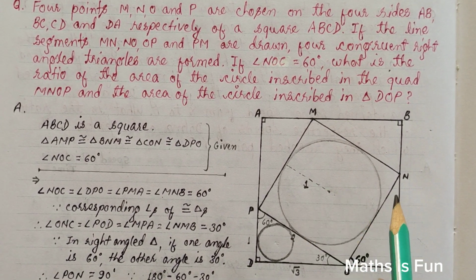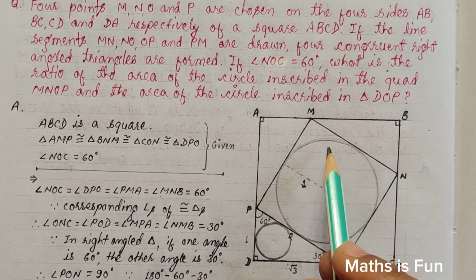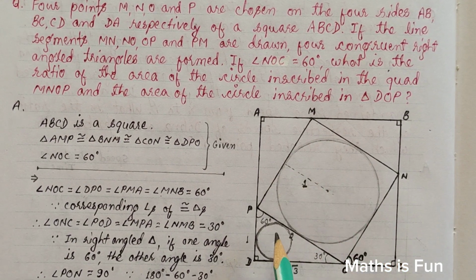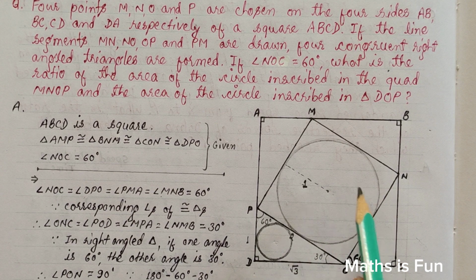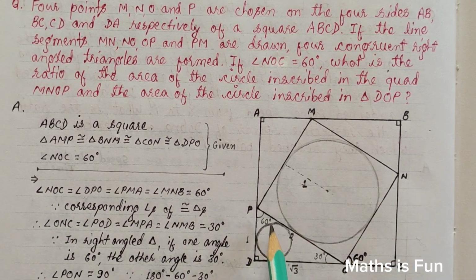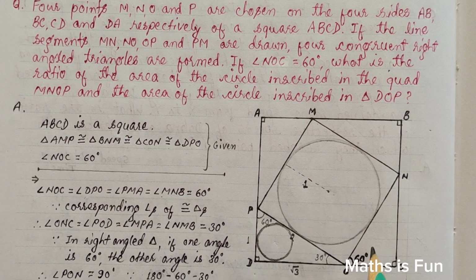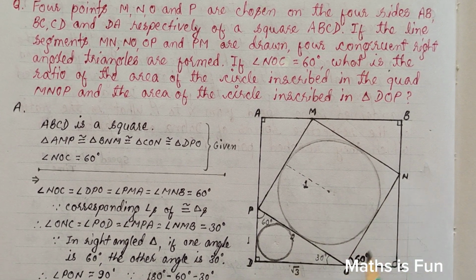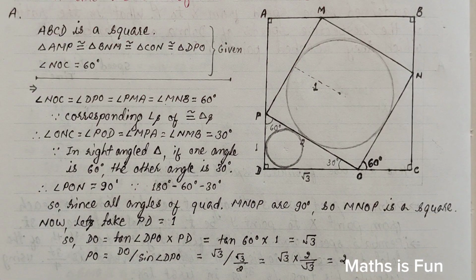Then we are asked to find out the ratio of this big circle to this small circle. This big circle is inside this quadrilateral, whereas this small circle is inside this triangle. It is also given that angle NOC is 60 degrees. So now let's jump into finding the answer.